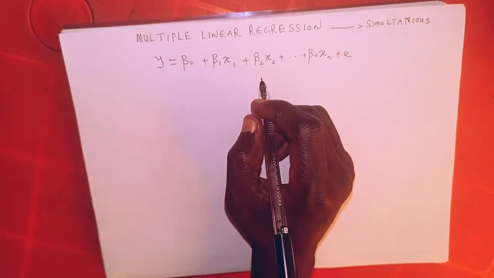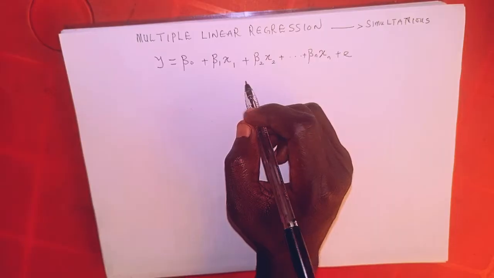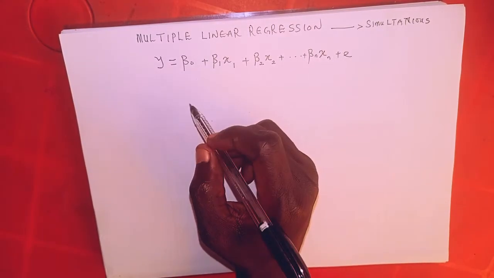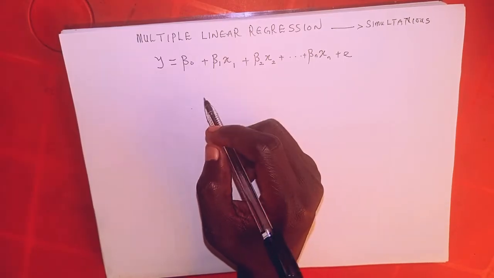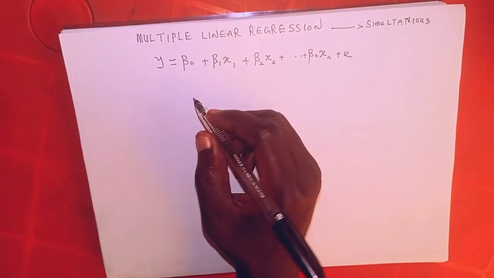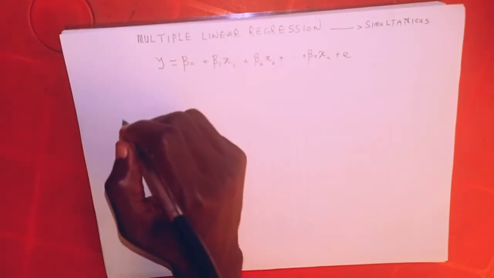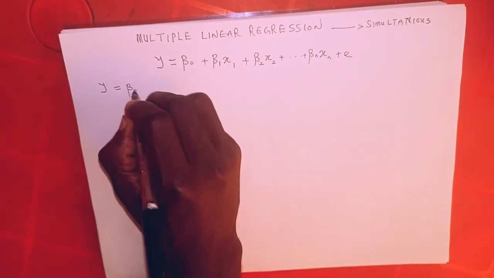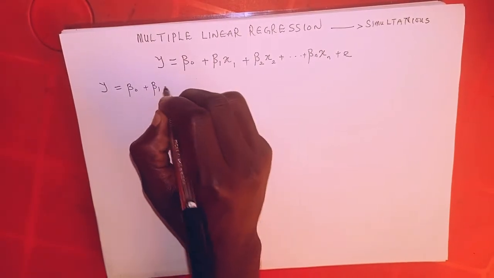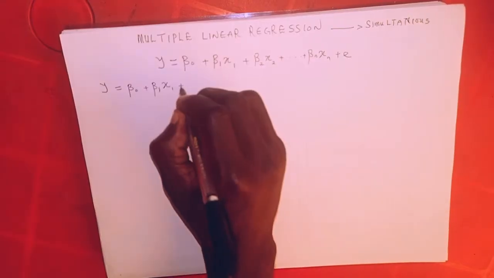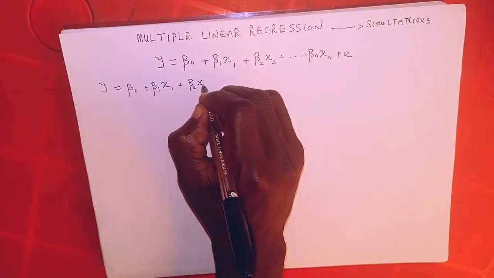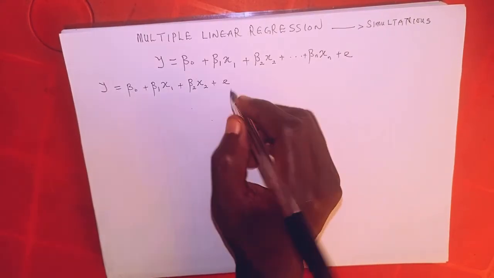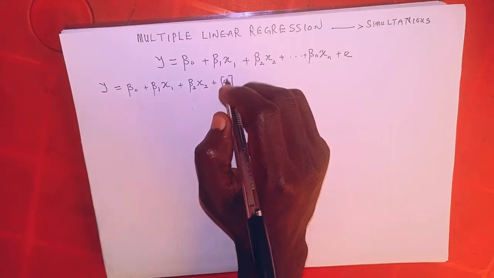Now it depends on the number of independent variables involved in the equation. This particular one will be considering two independent variables. So a regression model with two independent variables will be y equals beta naught plus beta 1 x subscript 1 plus beta 2 x subscript 2, then plus the error term. Now we are not going to consider the error term.